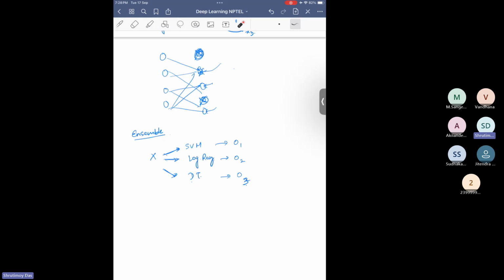So what we do is we train three different models, we get three different outputs, and then what I do is I output the mean of these three outputs. I take the mean of O1, O2, and O3, and that is my final output. So this is an example of ensemble methods. You train many models and you take an average of this.